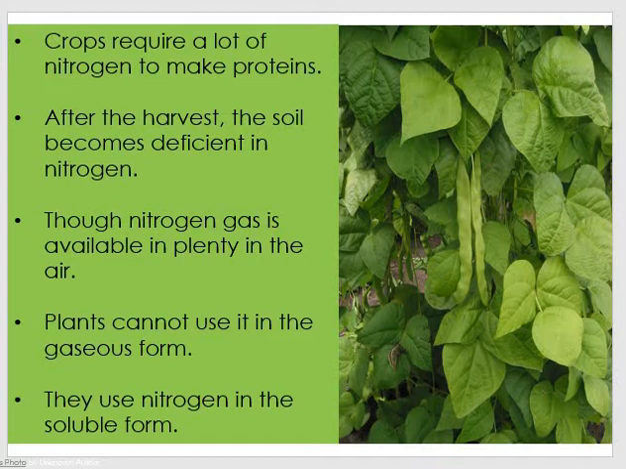During photosynthesis, plants prepare starch, but the crops require a lot of nitrogen to make proteins. After the harvest, the soil becomes deficient in nitrogen. Though nitrogen gas is available in plenty in the air, plants cannot use it in the gaseous form. They use nitrogen in the soluble form. So, how do they get this soluble nitrogen?